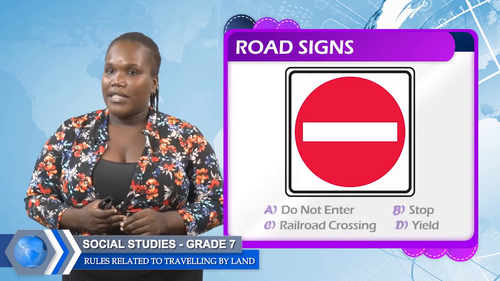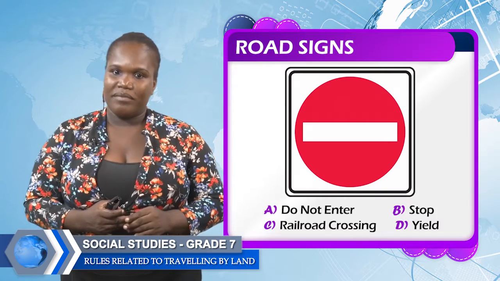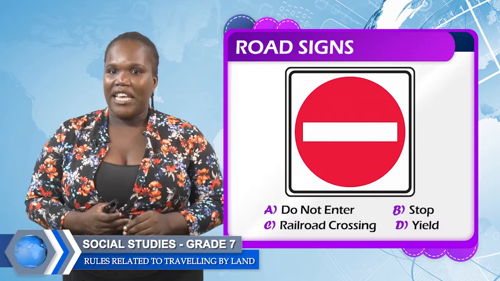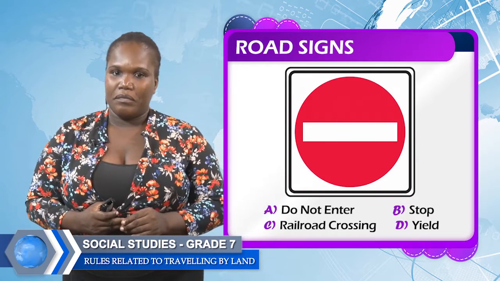A, is it saying do not enter? B, is it saying stop? C, is it saying railroad crossing? Or D, a yield?